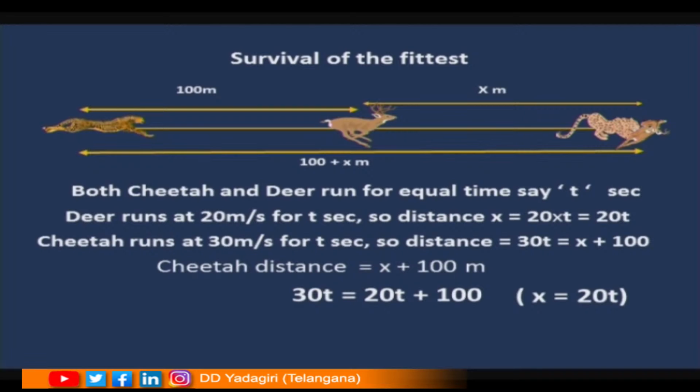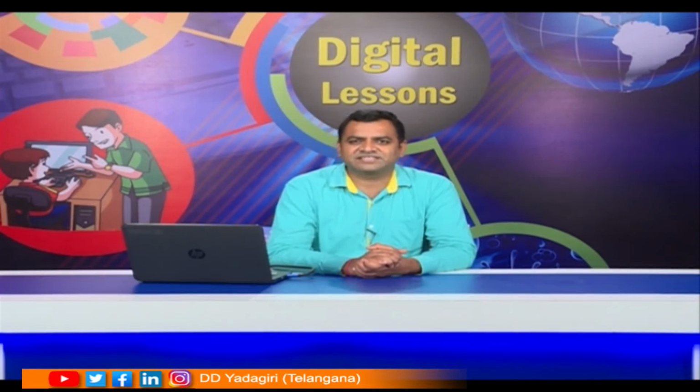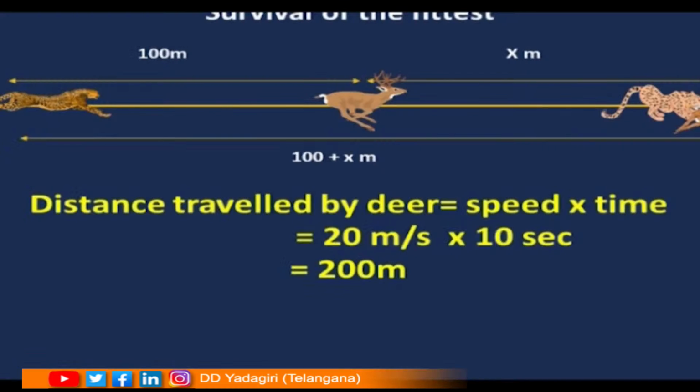Cheetah runs at 30 meters per second for t seconds. So, the distance is equal to 30t, which must be equal to x plus 100. So, the distance travelled by the cheetah is x plus 100, which has to be equal to 30t. Substituting, 30t is equal to 20t plus 100. Rearranging, we get 30t minus 20t equal to 100, which comes out to be 10t is equal to 100 and t equal to 10 seconds. So, the deer has travelled for 10 seconds before it was caught by the cheetah. So, the distance will be 10 seconds into 20 meters per second, which comes out to be 200 meters.